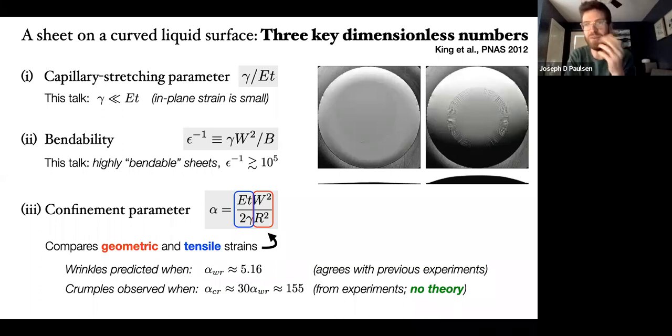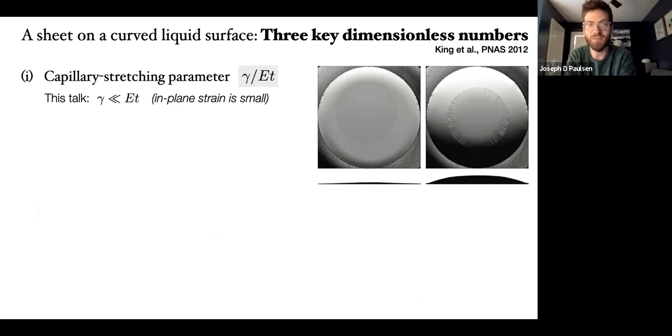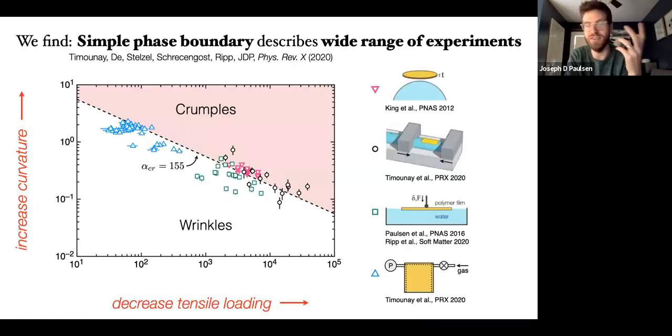That argument by itself is just sort of empirical. So we don't have a theory for that, but that's sort of a guess. But it does a pretty good job of describing the data. Just to say, when alpha is about 150, that seems to be when you get these crumples. So that's sort of where the theory stands now.